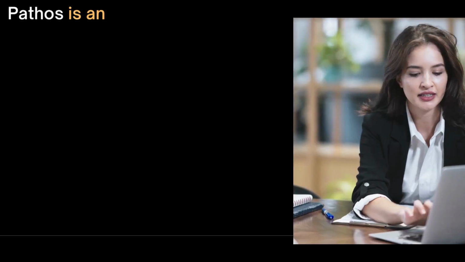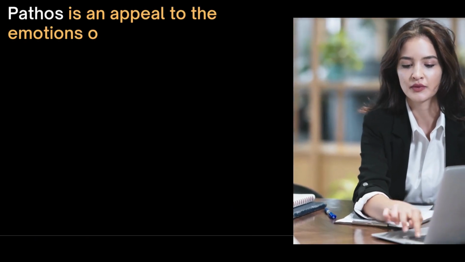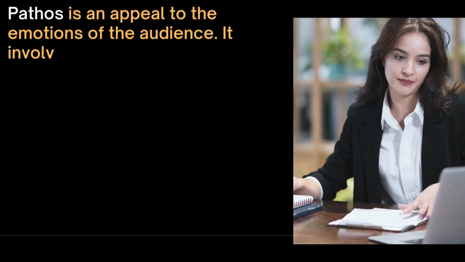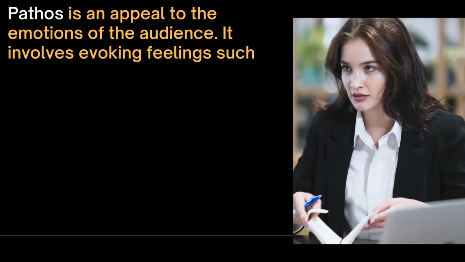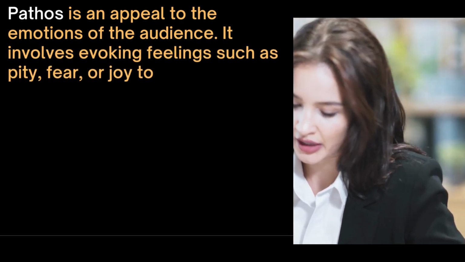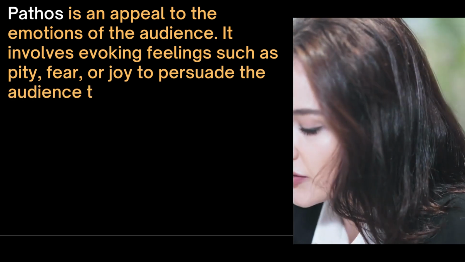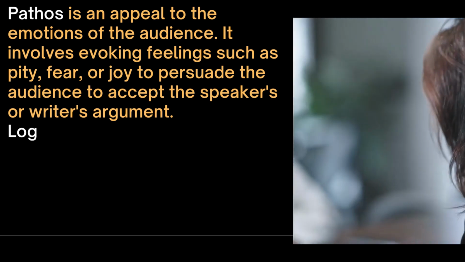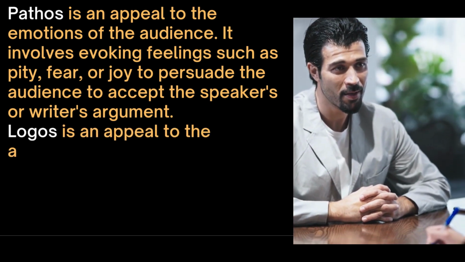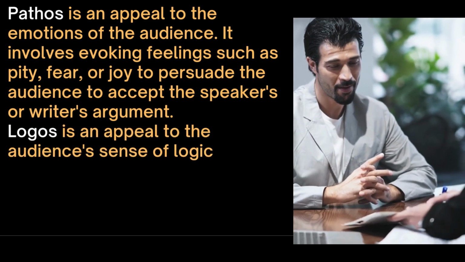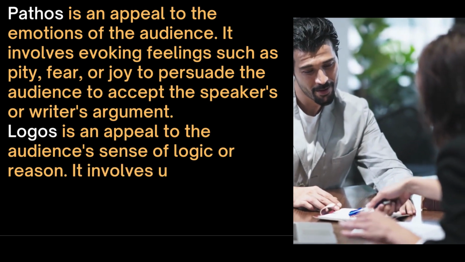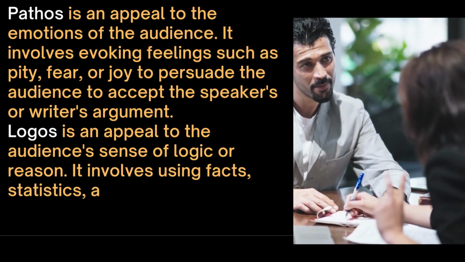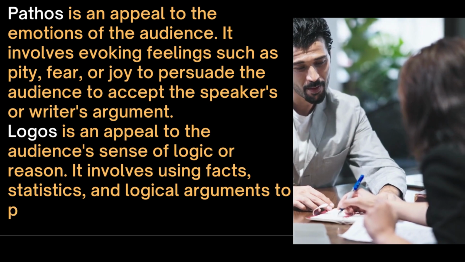Pathos is an appeal to the emotions of the audience. It involves evoking feelings such as pity, fear, or joy to persuade the audience to accept the speaker's or writer's argument. Logos is an appeal to the audience's sense of logic or reason. It involves using facts, statistics, and logical arguments to persuade the audience.